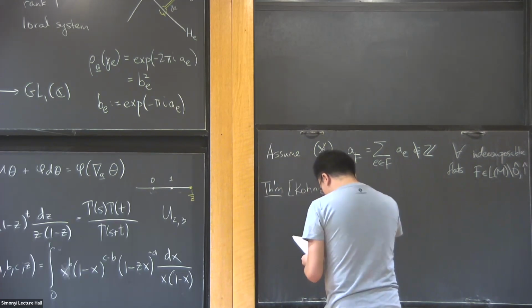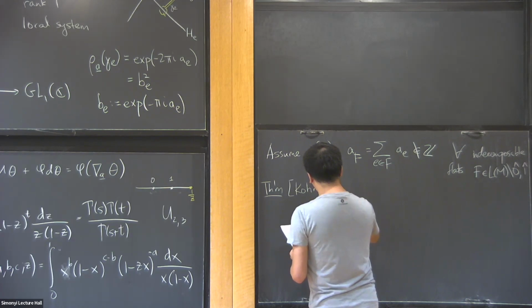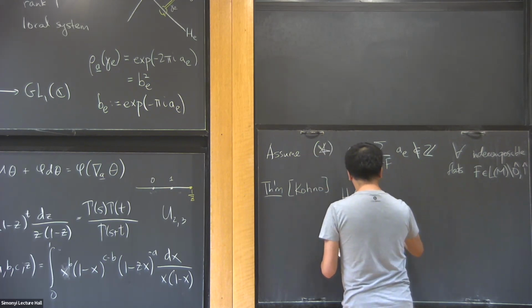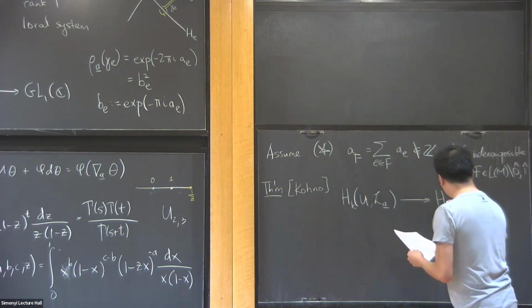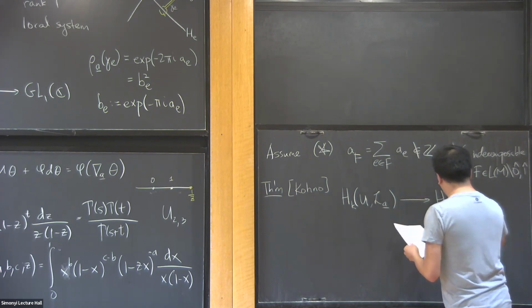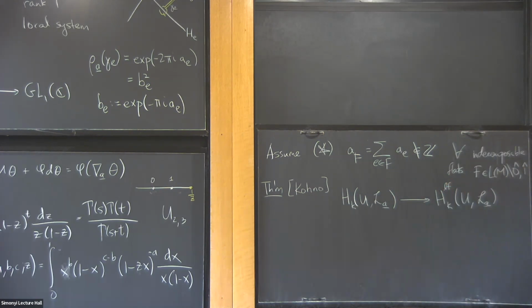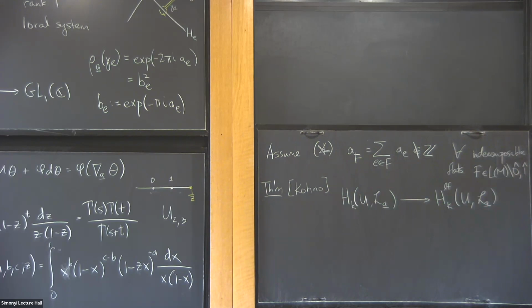And I think in the late 80s, under this assumption, Kono proved, or maybe one of the weakenings of this assumption, that if you take this local system, you can take its homology with coefficients in this local system. We'll have some examples later on.